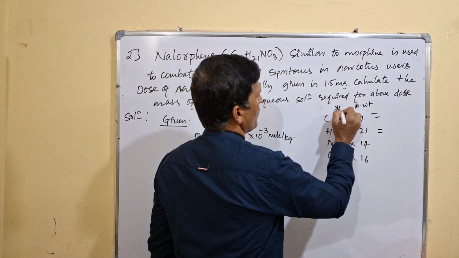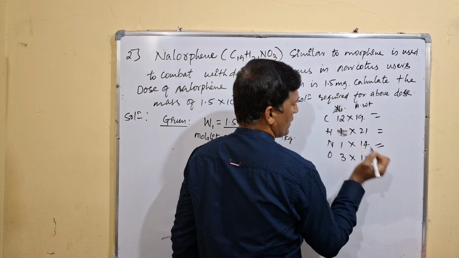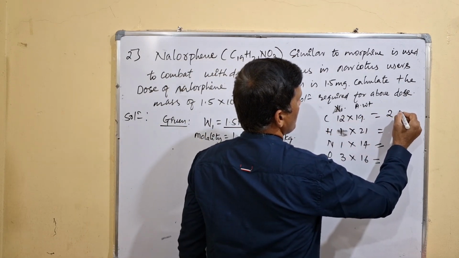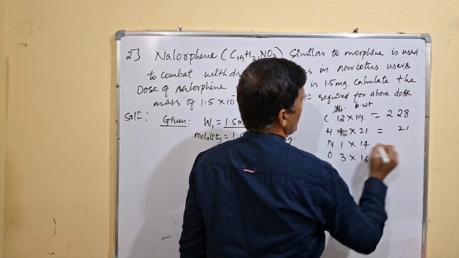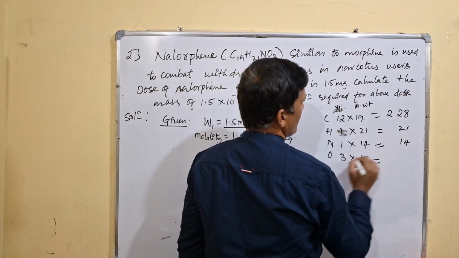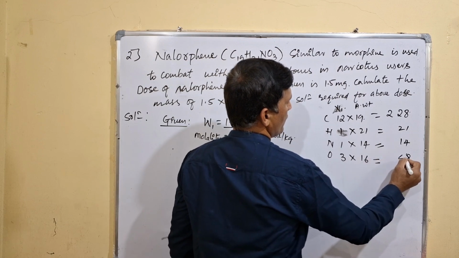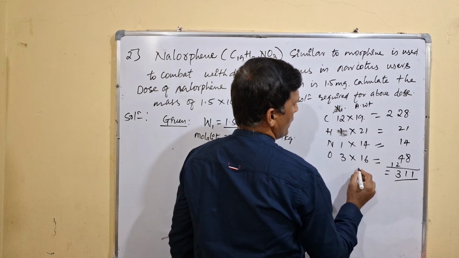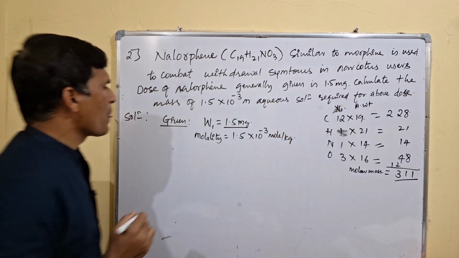These are all atomic weights, and these are the number of atoms present in the given molecule. This is how we can calculate the molecular weight. You do this, you will be getting 228 plus 21 plus 14 plus 16 into 3, that is 48. 311 is the molar mass of your nalorphine, right?